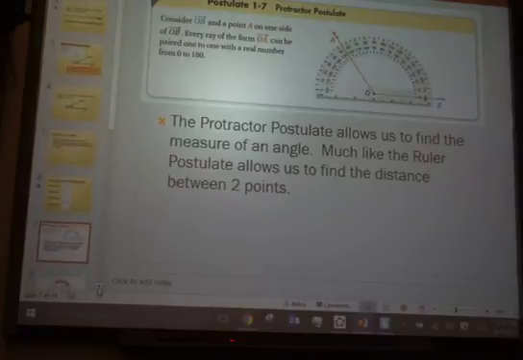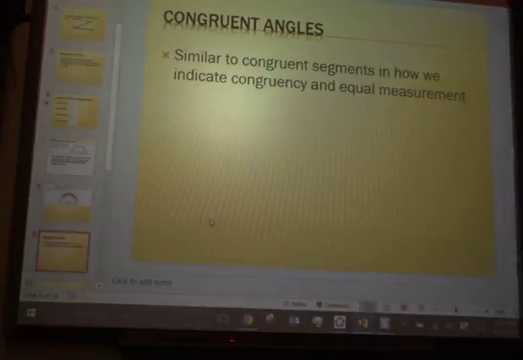So what's nice now is that basically with that postulate and with the ruler postulate, we have the foundation to measure pretty much anything that we want to in this course. Okay?